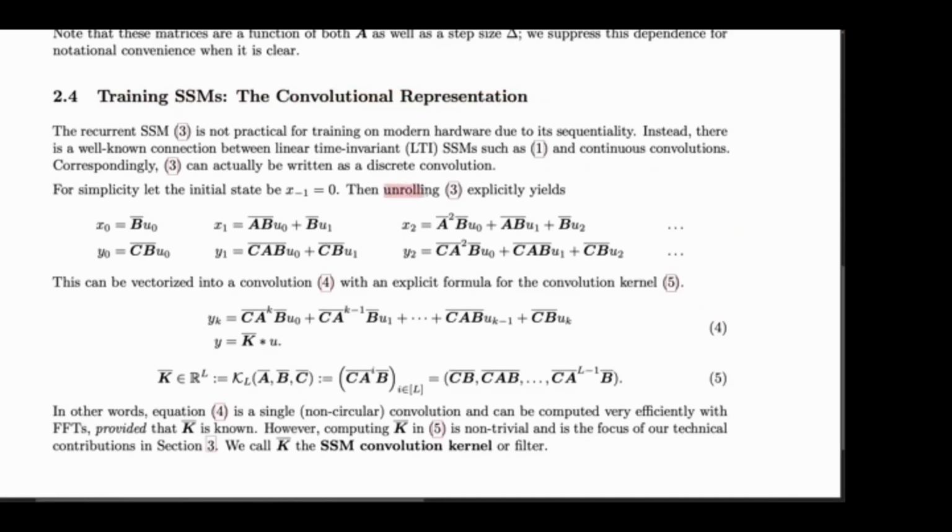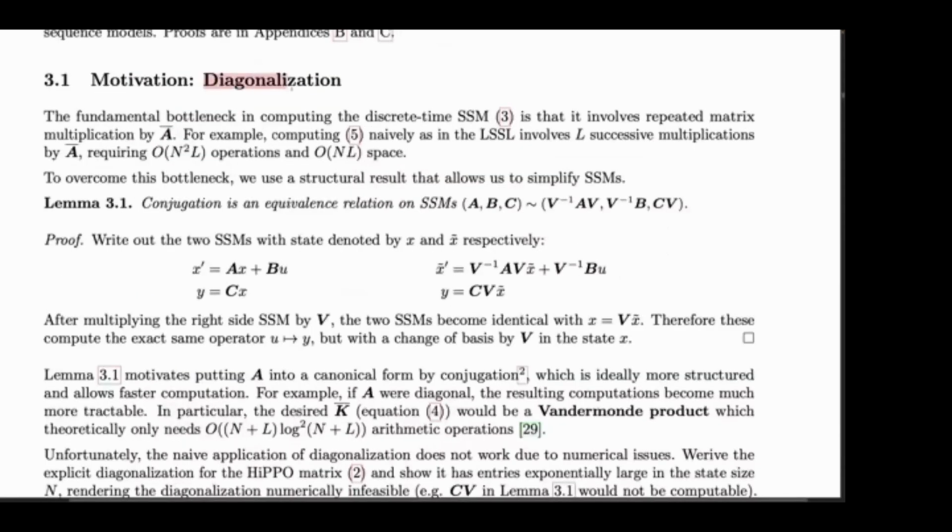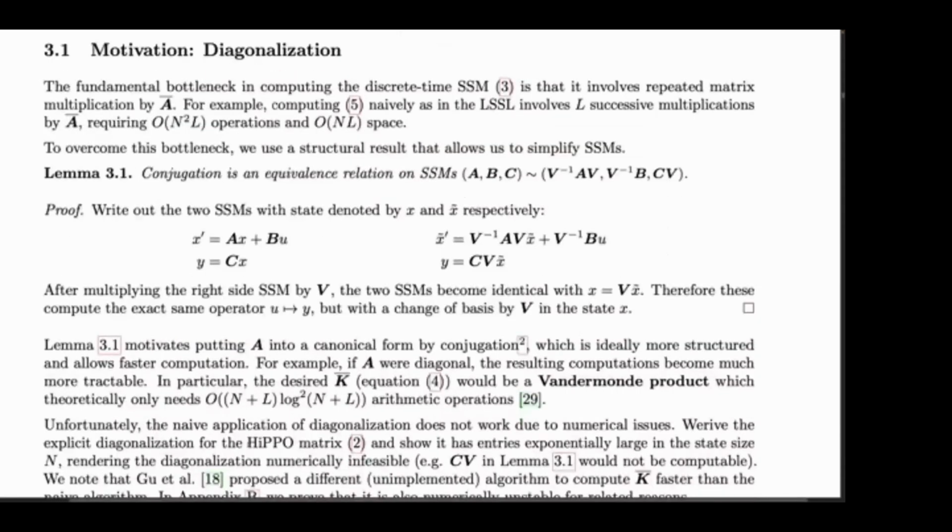Now, if we want to train state space models using the convolutional representation, we can do a little bit of unrolling and a little bit of vectorization to get this L-dimensional kernel, where L is the sequence length. The scary part here is this A raised to the power of i term. Harking back to your linear algebra classes, as soon as you see this, you may feel a strong and appropriate urge to try to diagonalize A. The authors discuss diagonalization. Unfortunately, it cannot be used directly for the Hippo matrix due to numerical issues.